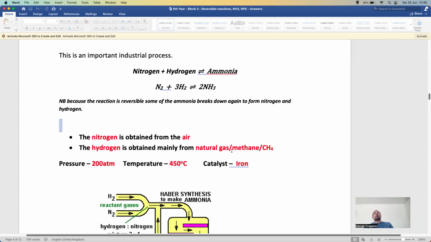Next, you need to know the conditions for these. So the conditions are pressure is 200 times greater than the room. So the room is 1 atmosphere, this is 200 atmospheres. The temperature is 450 degrees, and the catalyst is a solid iron metal. So you pass it over an iron metal.